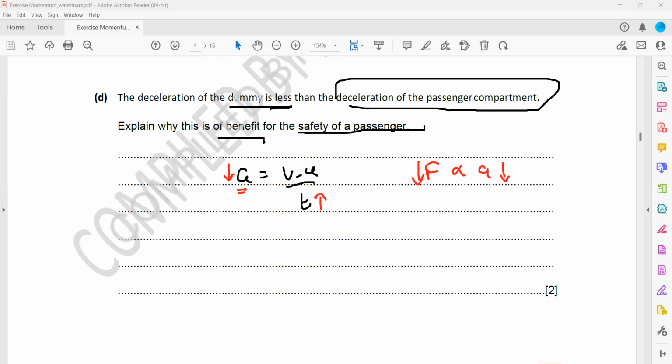So that is the advantage of using a seat belt. Seat belts increase the time for the object to stop. As a result, what will happen? The resultant force will decrease, which is an advantage. Otherwise, if the resultant force were higher, then it may lead to a serious injury.